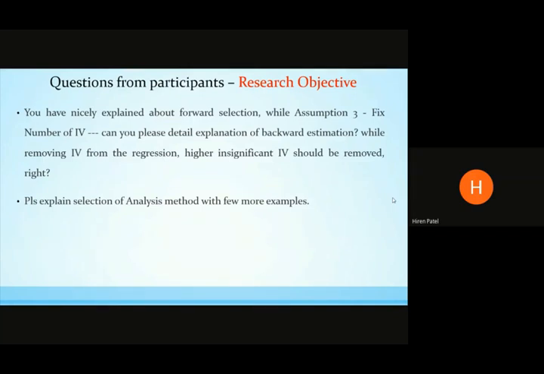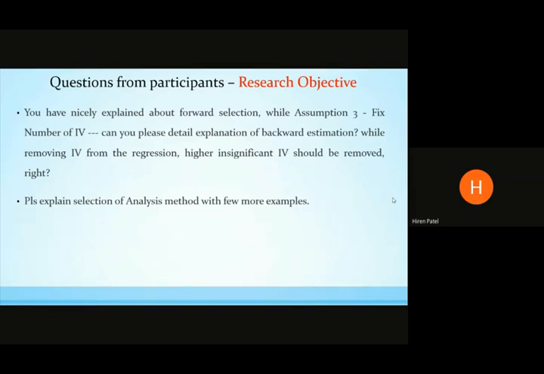We have received one question to explain backward estimation in a little more detail. Another question in the same category was to please explain the selection of analysis method with a few more examples. We had explained 3 different methods: stepwise regression, or stepwise estimation, forward selection, and backward estimation. Based upon the research objective, we can choose any one of them, or a combination of them.